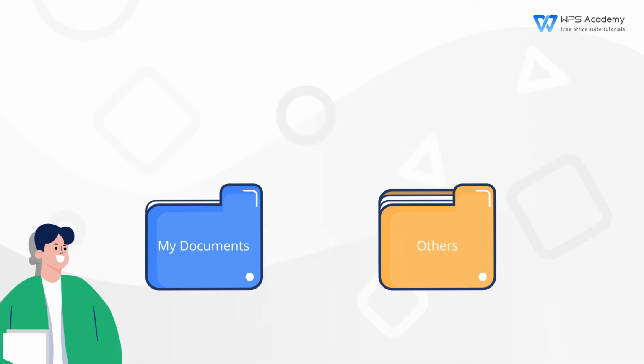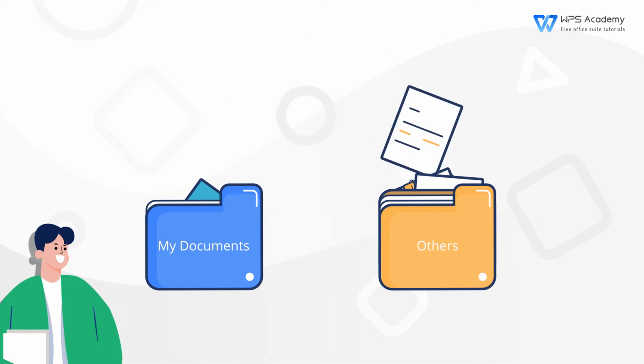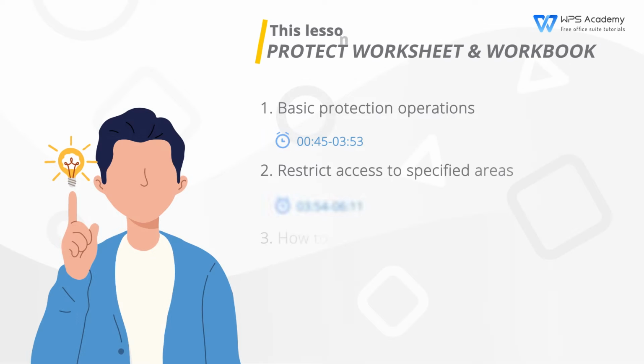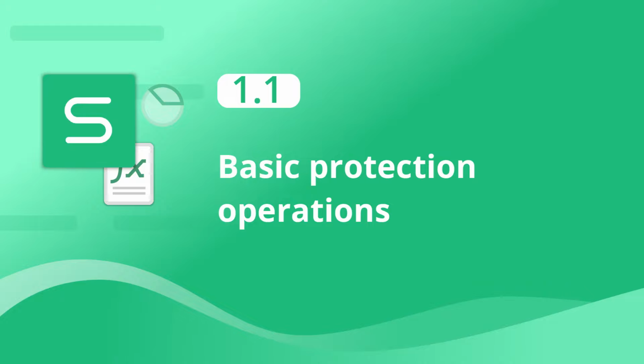It is inevitable that your workbook contains sensitive information. If you need to send files to others or edit files with others, the last thing you want is to find the data is modified improperly by others. This lesson will explain in detail how to protect your file in WPS Spreadsheet. The main points include how to protect workbooks and worksheets, how to restrict access to specified areas, how to hide and protect the formulas in cells.